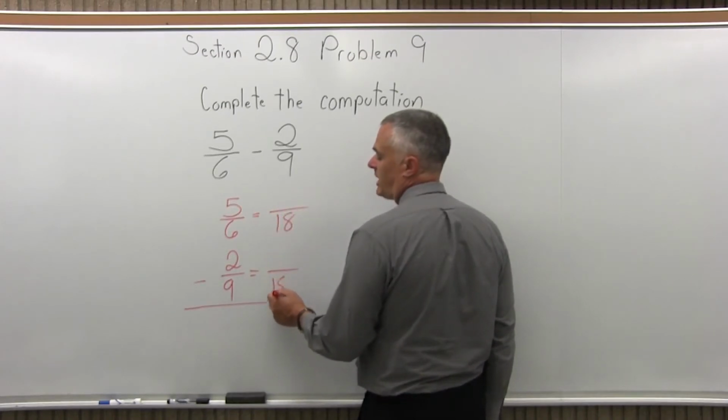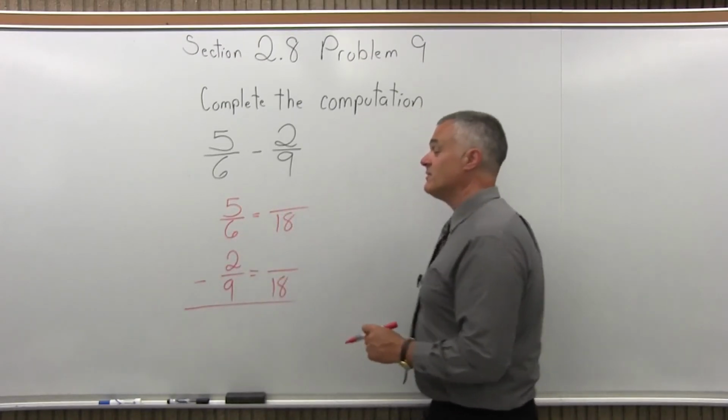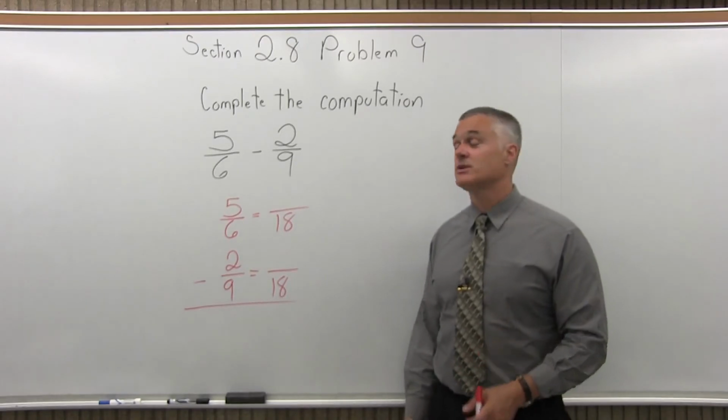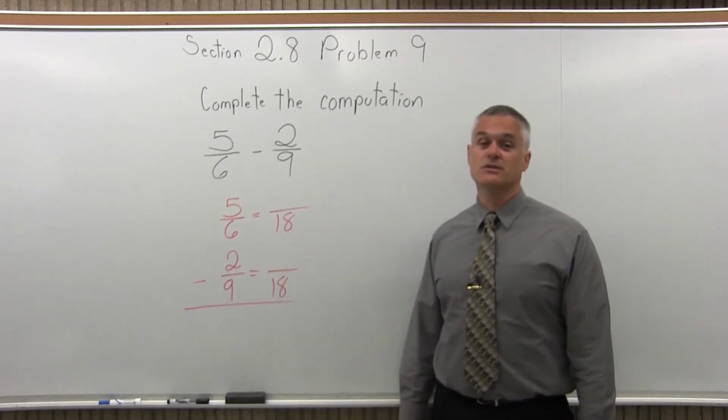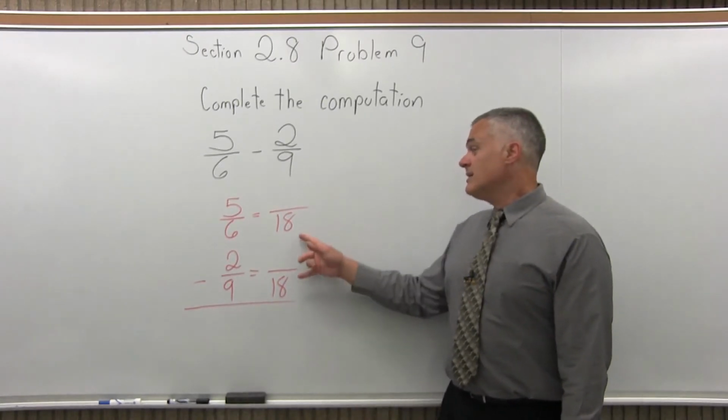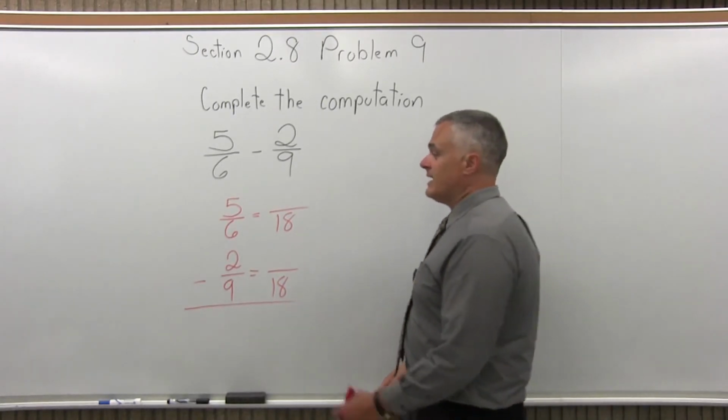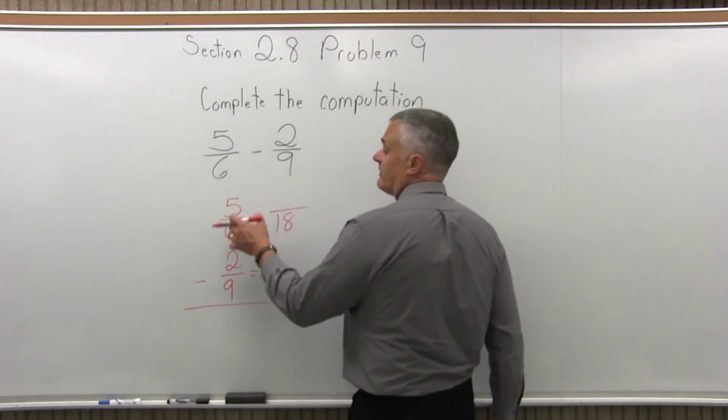So if you just multiply the two denominators, 6 times 9, 54, that would work as a common denominator, but it's not the lowest common denominator. The lower the better. Just makes the numbers smaller, easier to deal with. So 18 will work as a common denominator. And now adjust the numerator so you have an equivalent fraction.